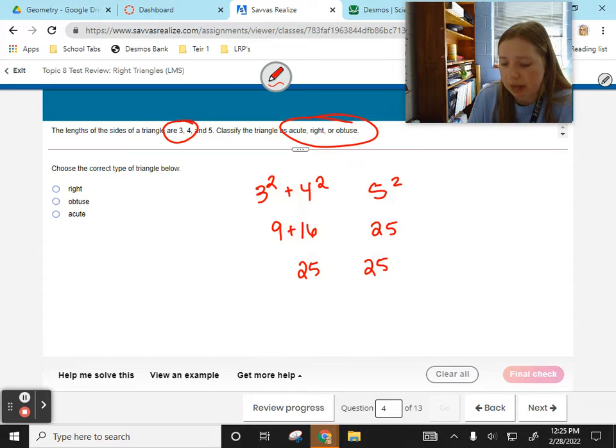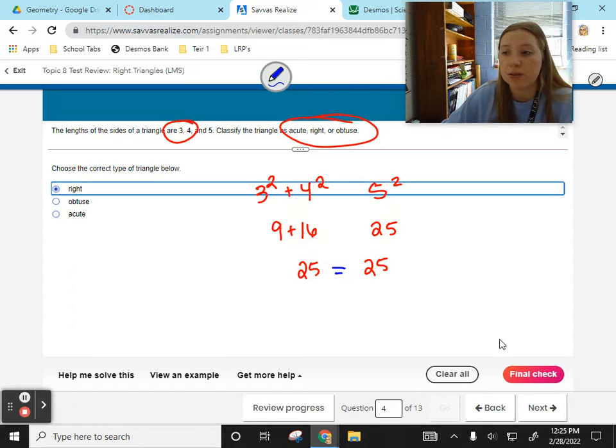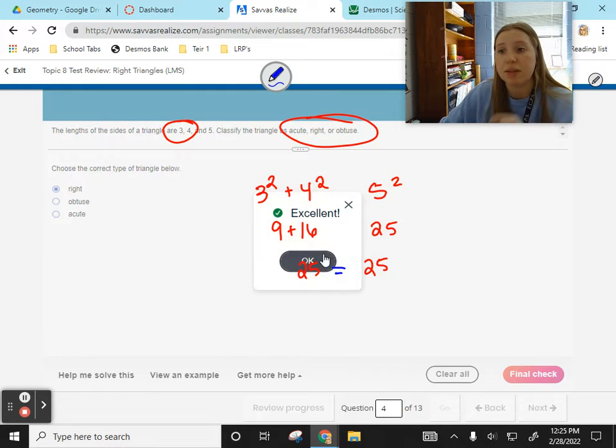25 to 25. This is where we put our inequality symbol, but this time hopefully we see that we're equal to each other. Whenever we get the two sides equal to each other, then we have a right triangle because it satisfies the Pythagorean theorem.